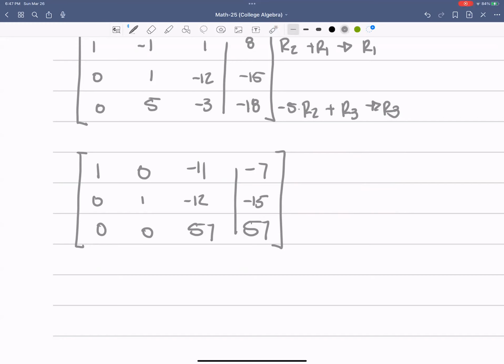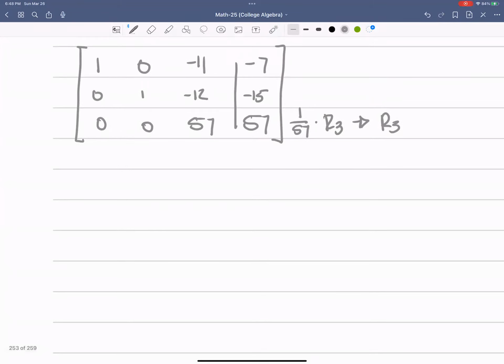Super simple. We just multiply by 1 over 57. Actually, that would be down here for this one. 1 over 57 times row 3 for the new row 3. So 1 0 0, 0 1 0, -11, -12, -7, -15. Okay, and now 57 divided by 57 is 1. 57 divided by 57 is also 1.